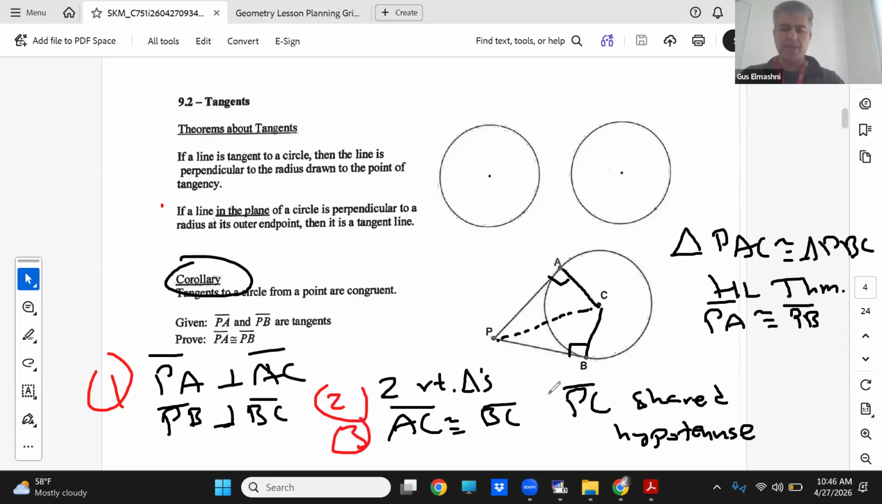So here are the actual steps. With the tangents, you can state that these are perpendicular. Then you have two right triangles, AC and BC are the same, both radii, and PC is a shared hypotenuse, by the reflexive property. So this is true by the hypotenuse-leg theorem. Then PA equals PB, and that's a CPCTC situation. We already talked this out about half an hour ago.